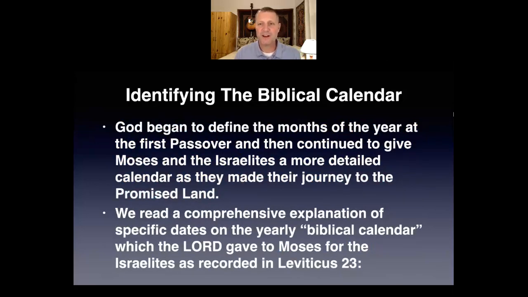So God began to define the months of the year at the first Passover, and then continued to give Moses and the Israelites a more detailed calendar as they made their journey to the promised land. So that first month is the month of Passover. It's the month of Aviv. Now we read a comprehensive explanation of specific dates on the yearly, what I call the biblical calendar, which the Lord gave to Moses for the Israelites as recorded in Leviticus 23.